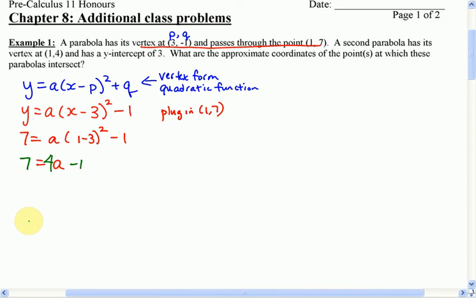Let's do some quick algebra. I know you guys all love algebra. Add 1, we get 8. And so I believe a just equals 8 divided by 4, which is 2. I shouldn't really box that. All this to get the equation y equals 2(x minus 3) all squared minus 1.